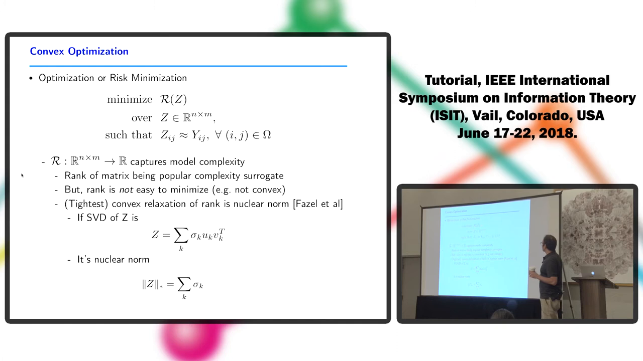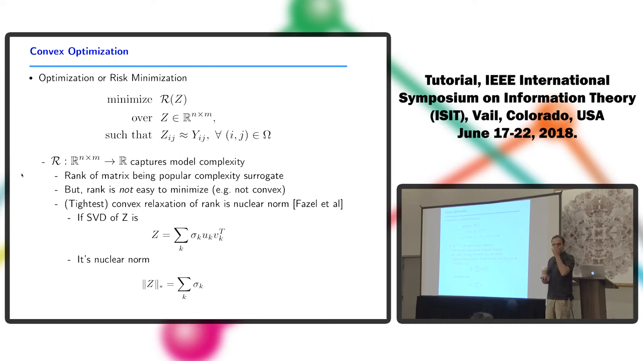So the question is, what is model complexity? As we have mentioned many times already, one of the popular notions of model complexity is rank. I've observed Y, let me find Z such that Z is close to Y in some form. I don't want it to be too far, but while doing this, I want Z to have as low rank as possible. That's one type of problem. The issue is that rank is not easy to minimize. Minimizing rank is a hard problem.